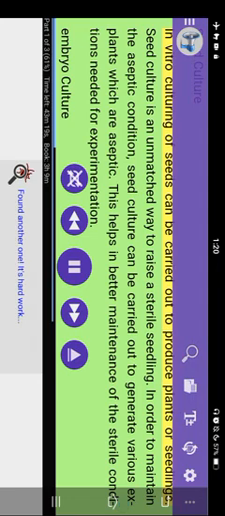Types of plant tissue culture. Seed culture. In vitro culturing of seeds can be carried out to produce plants or seedlings. Seed culture is an unmatched way to raise a sterile seedling. In order to maintain the aseptic condition, seed culture can be carried out to generate various explants which are aseptic. This helps in better maintenance of the sterile conditions needed for experimentation.